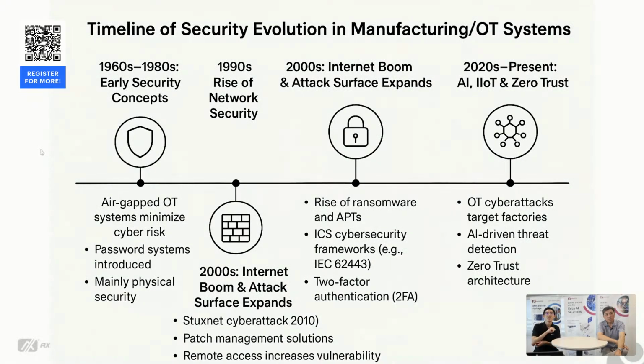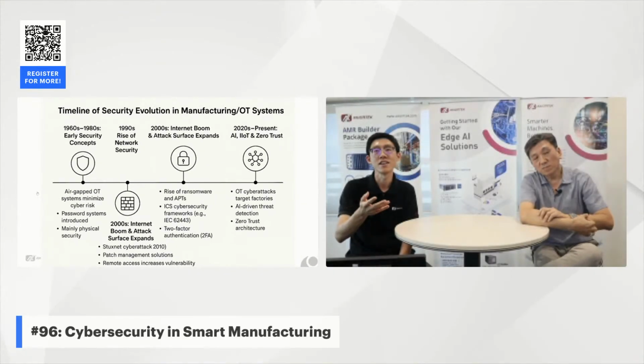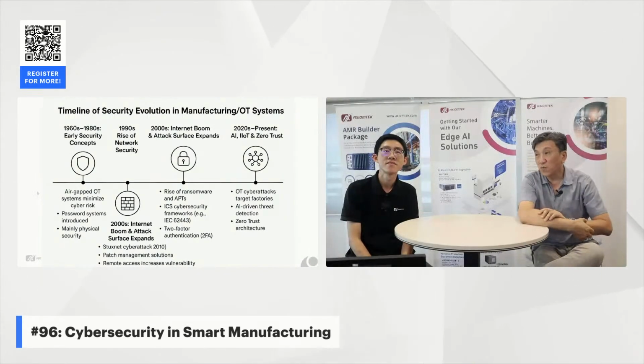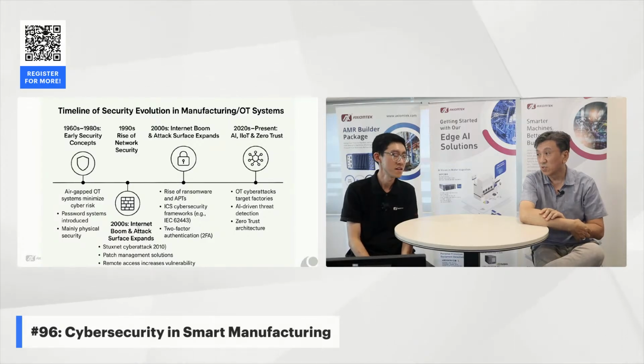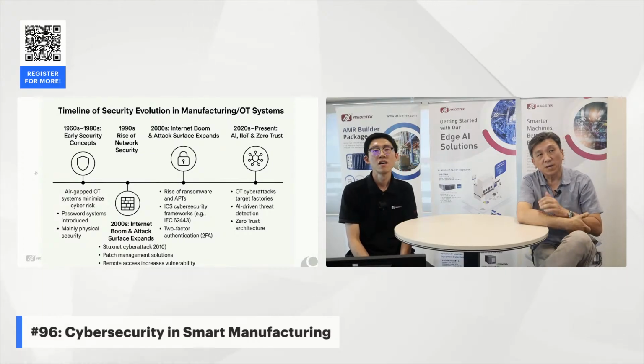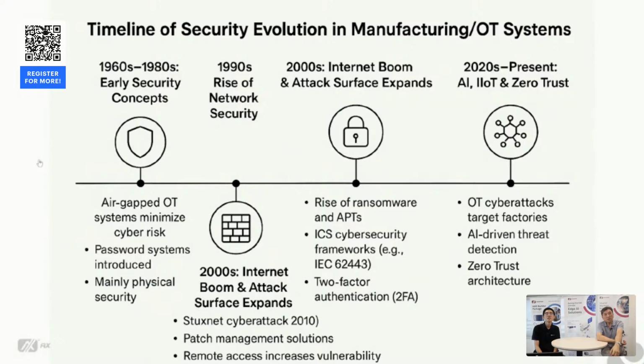And then they also came up with the ICS cybersecurity framework, which you should comply with to protect your network. They also came out with two-factor authentication, which can block a lot of attacks. So this IEC 62443 is a kind of standard where they encourage you to follow the rules and to comply.